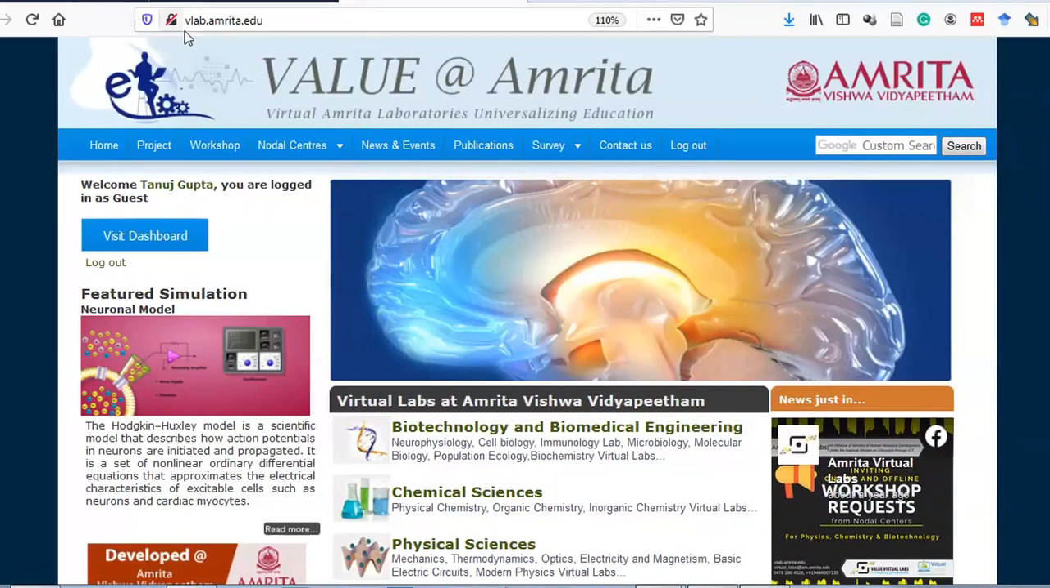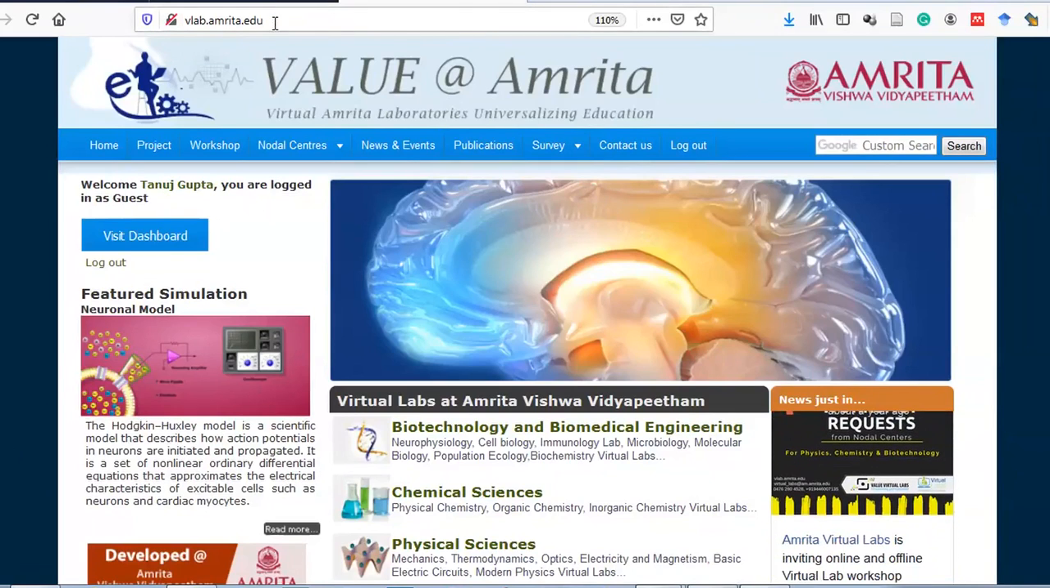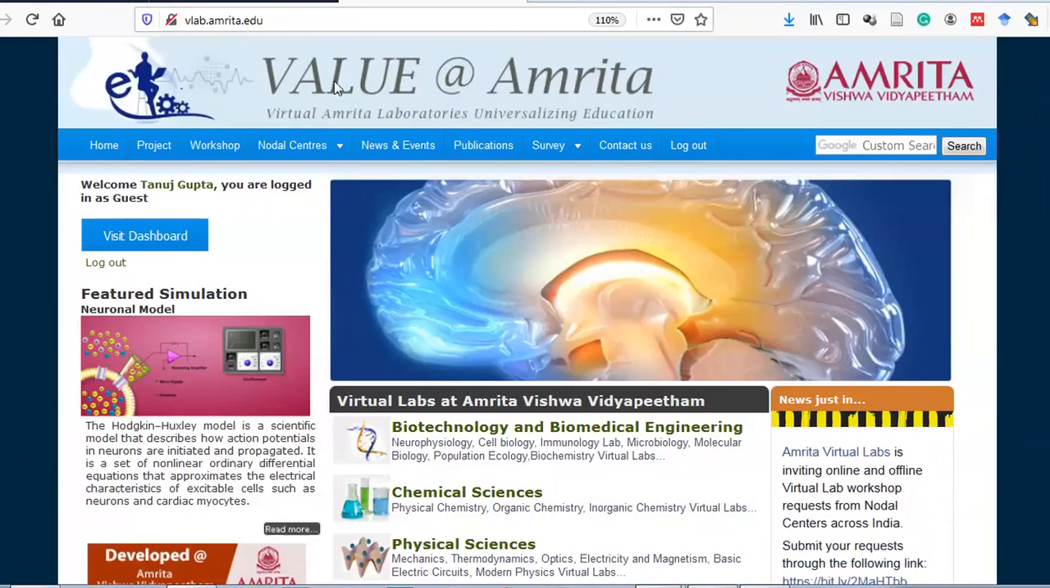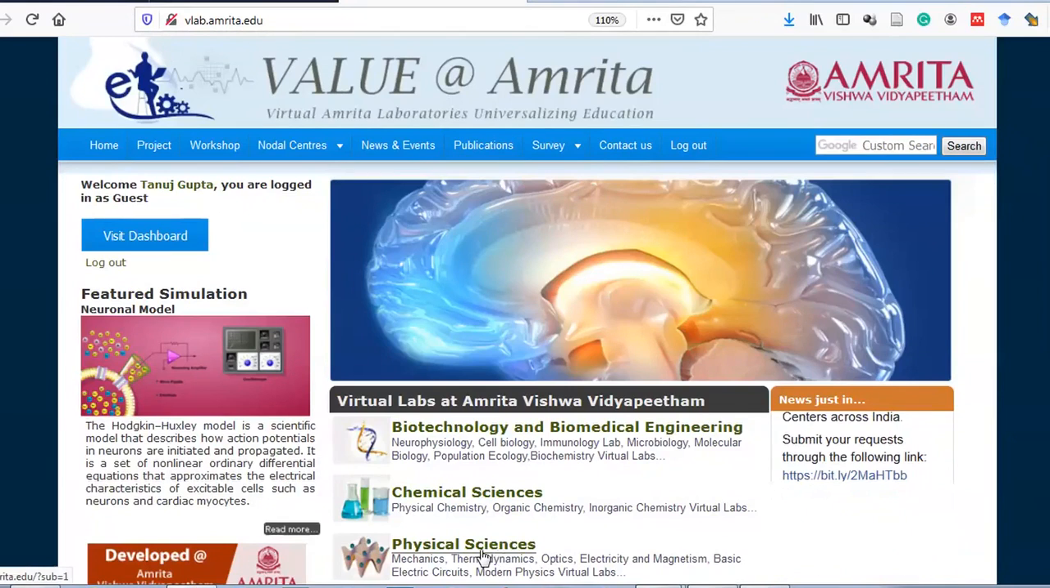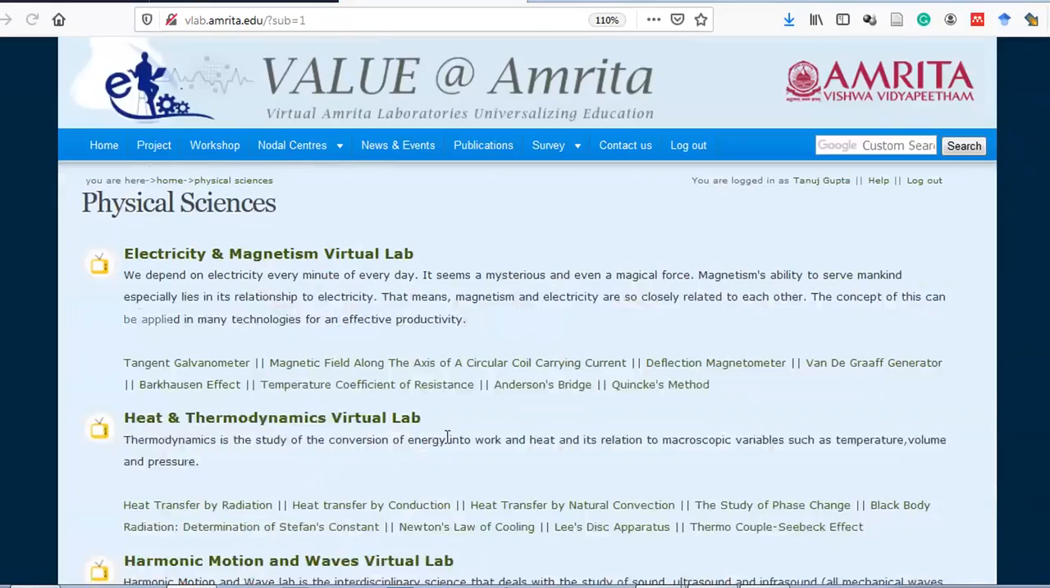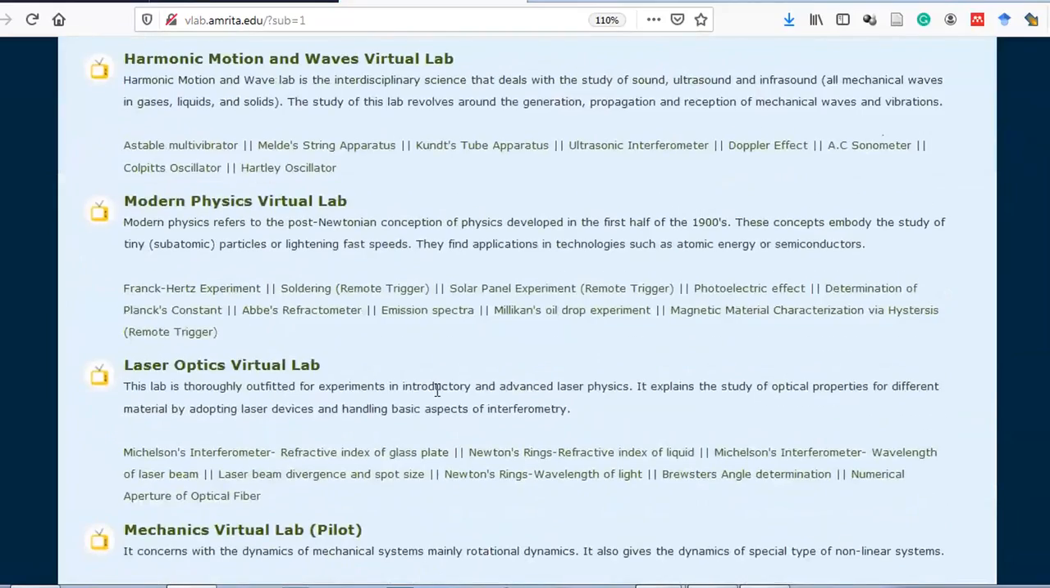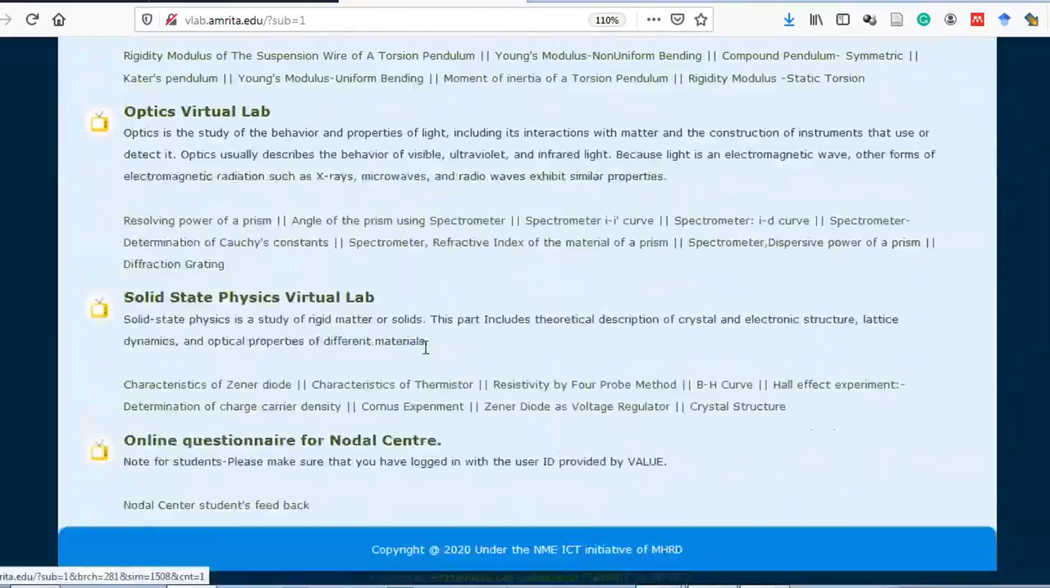This is the address, vlab.amrita.edu. Okay, so this web page will open up, and then you need to go to the physical sciences. In the physical sciences, you go down. Again there is this solid state physics virtual lab, which you can see at the second last number, and there you find the resistivity by 4 probe method. So this experiment we are going to perform today.